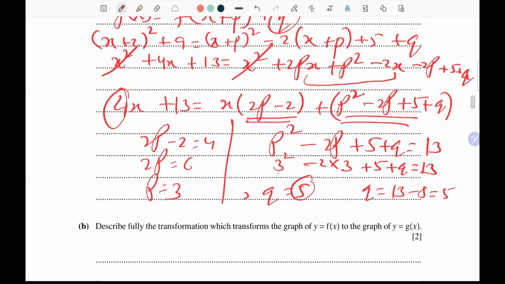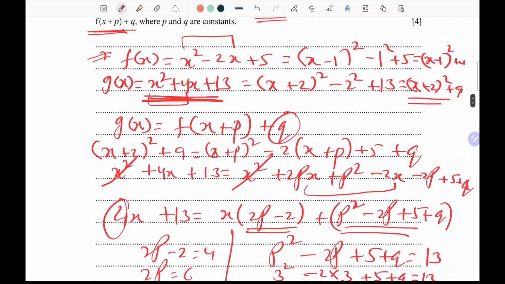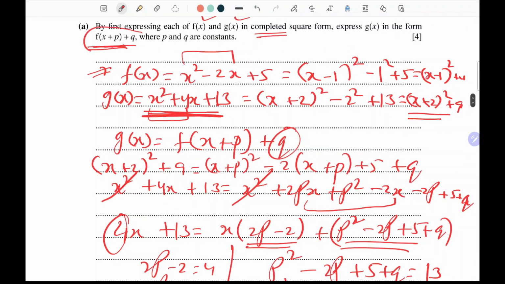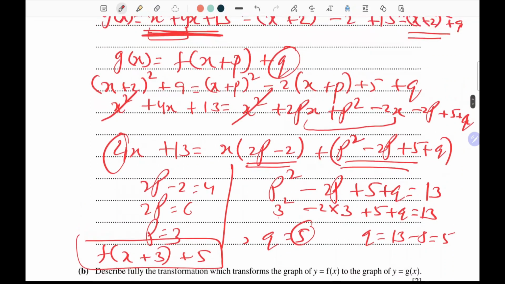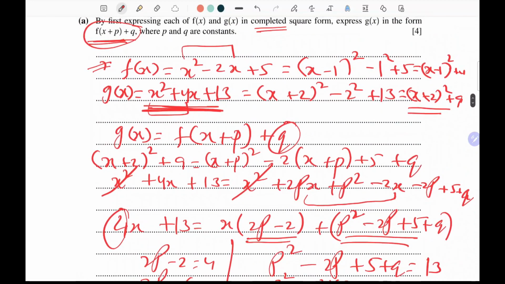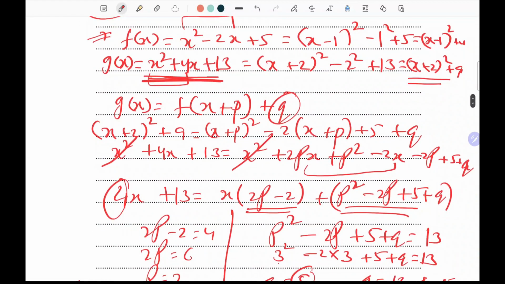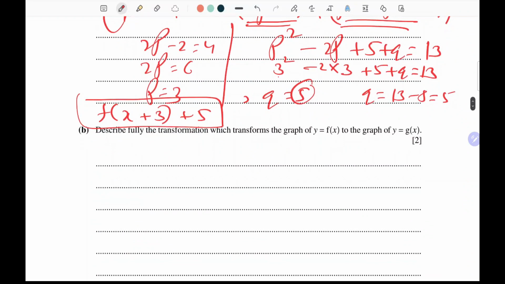By the way, in which form did we have to write? We had to write f(x + p) + q. So f(x + 3) + 5 should be the answer. Okay, so I got this method, and if you have a simpler method than this, then you can update me.